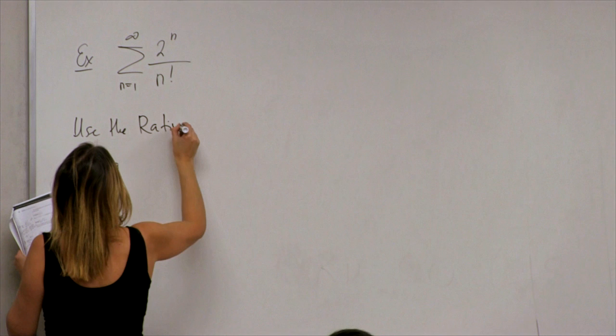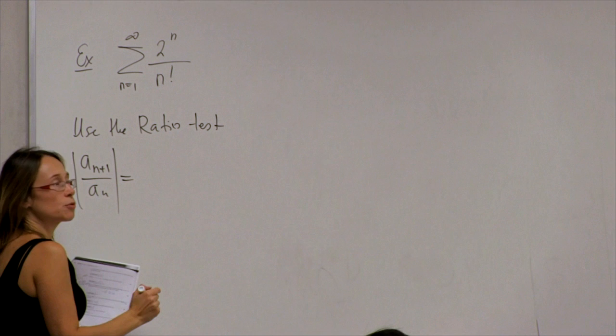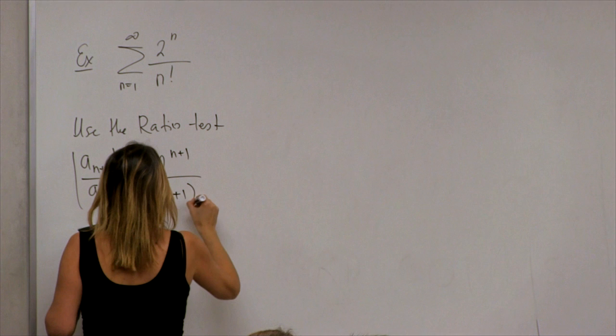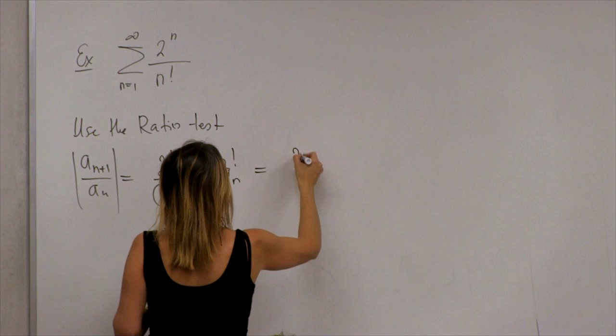So we have to look at a_(n+1) over a_n with absolute values. Everything is positive, so I'm going to get rid of the absolute values. 2^(n+1) over (n+1) factorial divided by 2^n over n factorial. You have to remember what a factorial means. So first, I cancel out 2 to the n. I get 2. And here I have n plus 1.